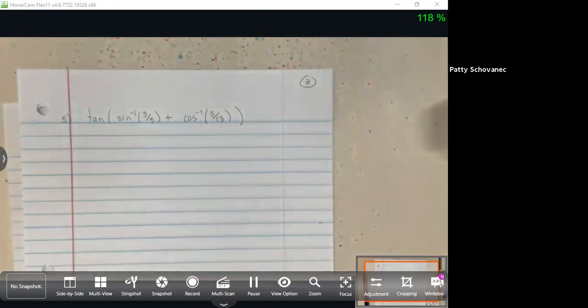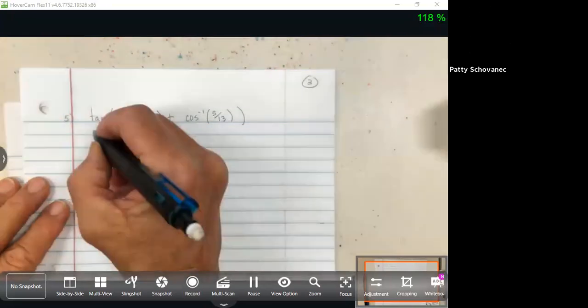Just get in your head, inverse trig functions represent angles. Inverse trig functions are angles. I'm trying to find the tangent of the sum of 2 angles. So grab 2 variables and represent those angles with those variables. I'm going to say A is the inverse sine of 3/5, B is the inverse cosine of 5/13. And I'm going to look for the tangent of A plus B.